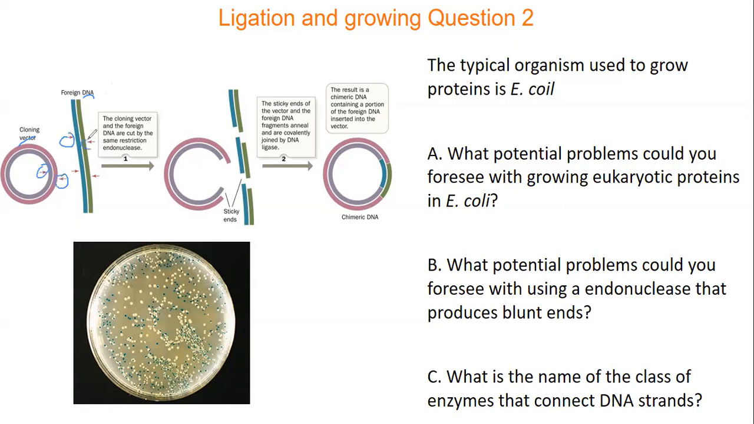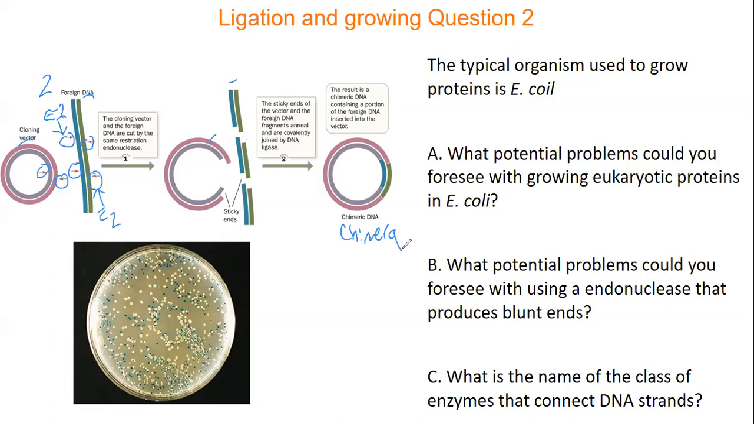Now you need to use the same restriction endonucleases on the vector and the DNA. And generally you use two different ones. Maybe use one endonuclease here, which I'm going to call E1, and make one right here, E2, to make two different cuts. You definitely want to use two there. Then once you have your cut vector and your cut DNA, you stick them together and join them to make what's called chimeric DNA.